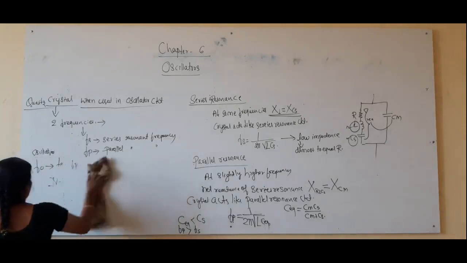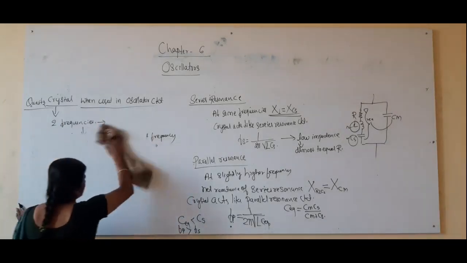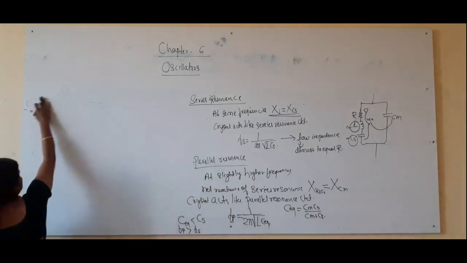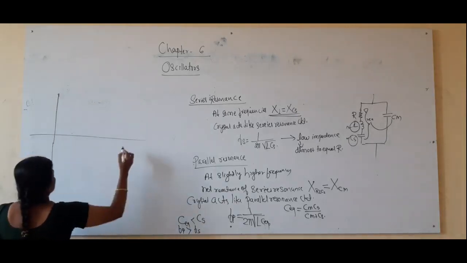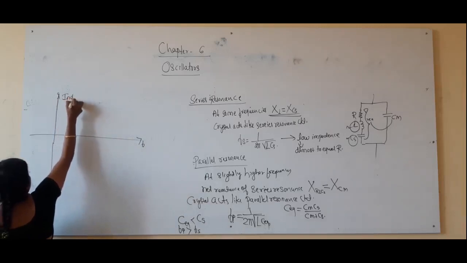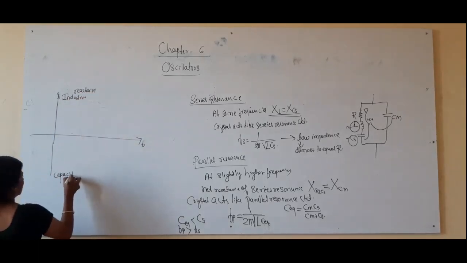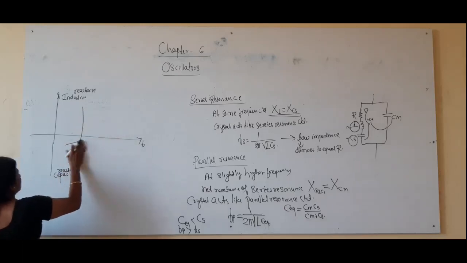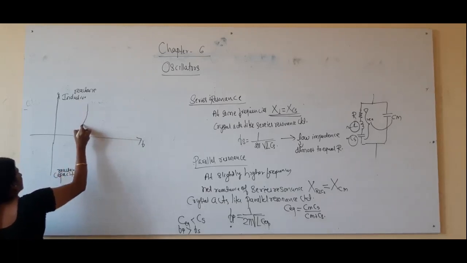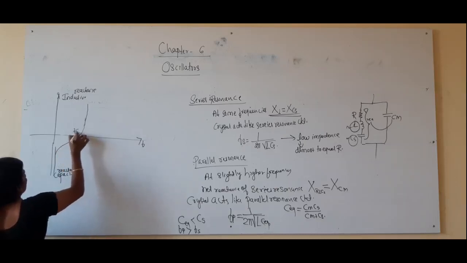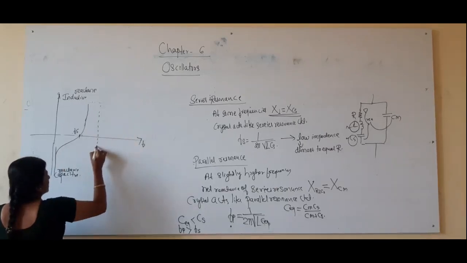Next, the variation of frequency with the reactance of this crystal is plotted in a graph. Let us consider the sketch of reactance versus frequency. This is the frequency axis; here it is inductive reactance, and here it is capacitive reactance. So this one is FS at a particular frequency.